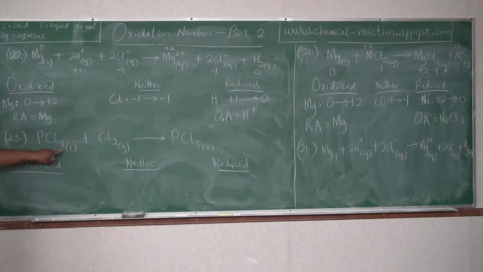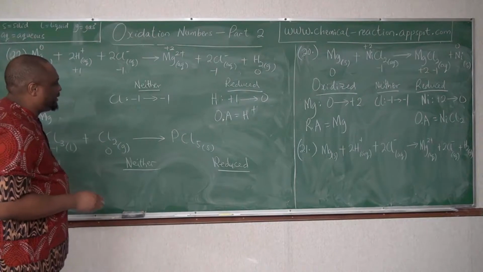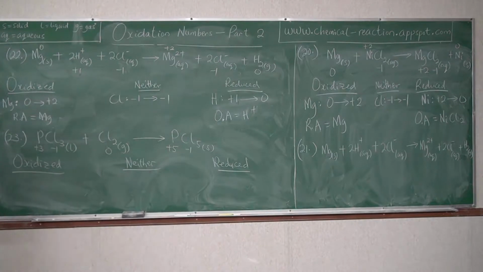So this phosphorus 3 chloride, don't just say phosphorus chloride. Phosphorus has variable oxidation states. So here phosphorus is +3, chlorine is -1. Chlorine gas here is 0. Phosphorus here is +5, and chlorine is -1. Now from +3 to +5, phosphorus is oxidized from +3 to +5.